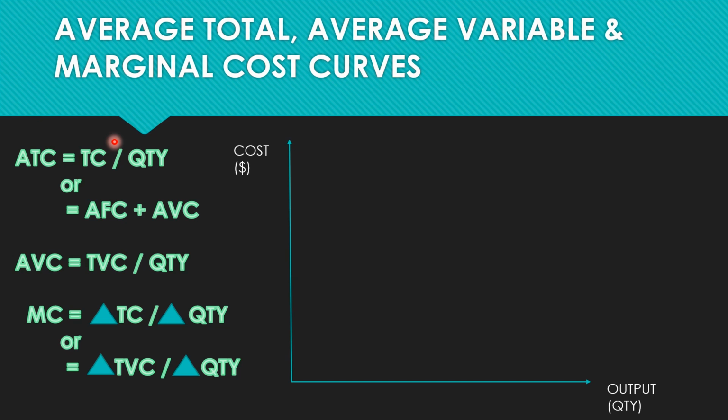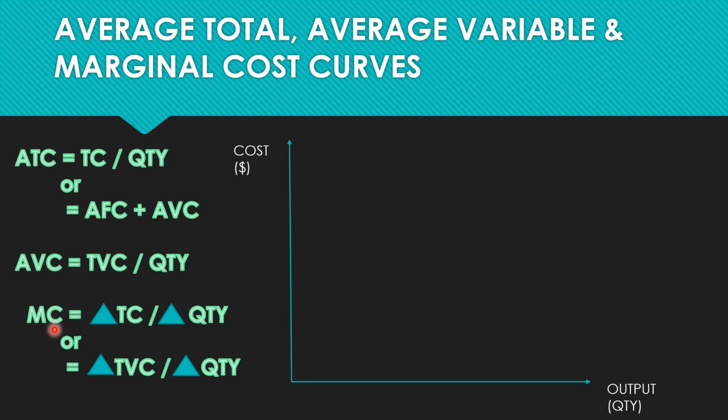Let us carry on by discussing the rest of the average costs as well as the marginal cost. For the ATC, which is the average total cost, you can just take the total cost divided by total output, total quantity. Or, if you have the AFC and the AVC, you can just add them together to give you the ATC. For AVC, you just have to take the total variable cost and divide by the quantity. You will get the average variable cost.